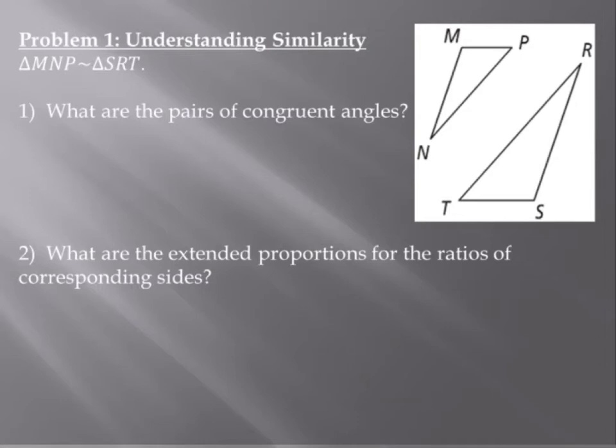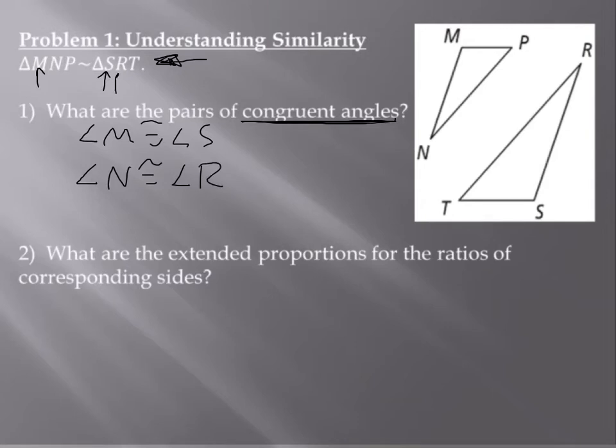So understanding similarity. First, I want to look at this similarity statement. This is going to help me solve these next two problems. It's saying congruent angles. So angles are always going to be congruent. So my M is written first, so that has to be congruent to my angle S. So angle M would be congruent to angle S. And you write your congruent statement here, not a similar statement, because they're the same. And angle N is my second letter written, so it's going to be congruent to my second letter written in my second statement. And angle P will be congruent to angle T.